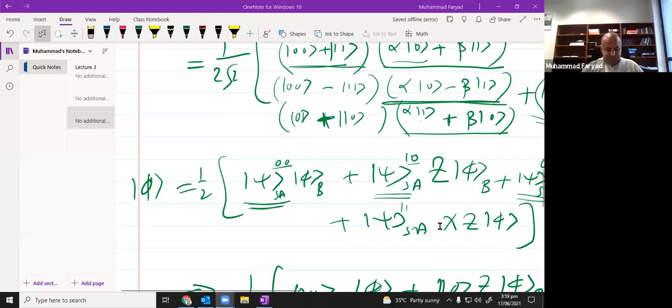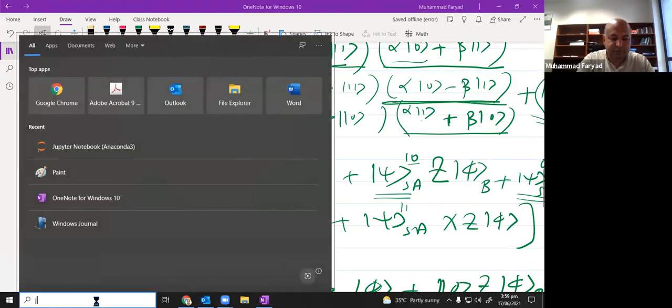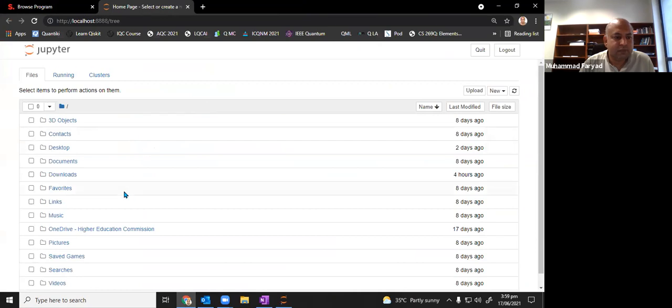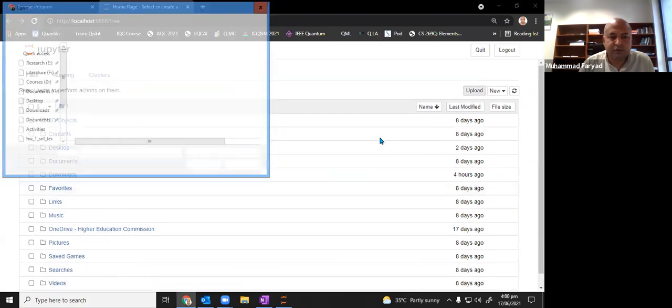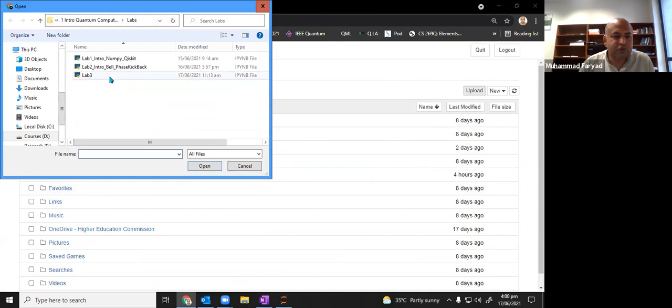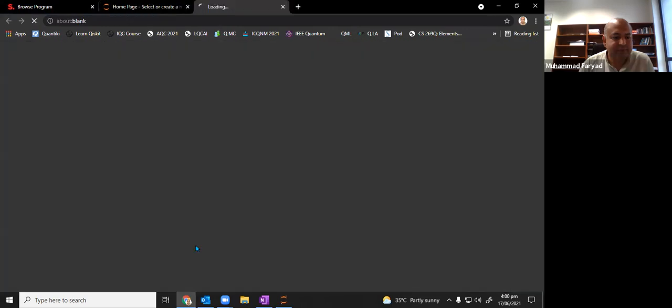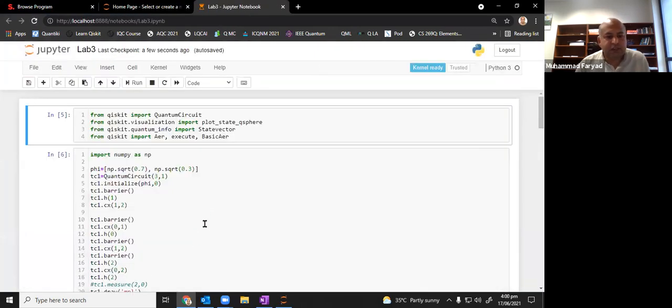If not, let me quickly show the circuit for teleportation on Jupyter. Okay, so this time instead of writing the code, I'm going to show the code, and I'll upload the notebook there as well. So you see this is the notebook that implements this circuit.